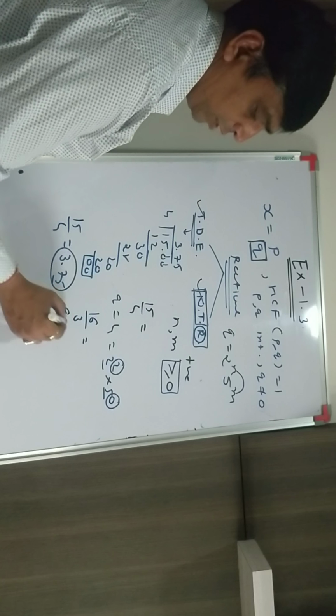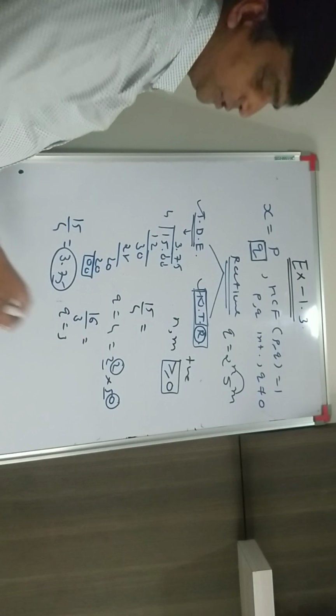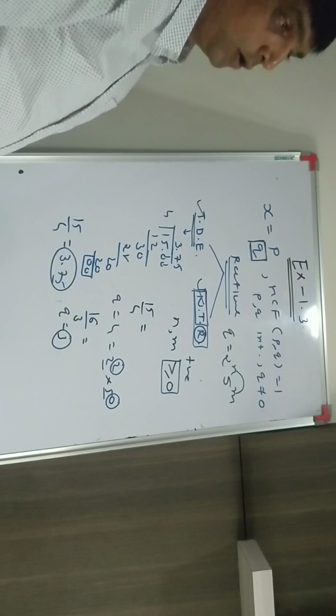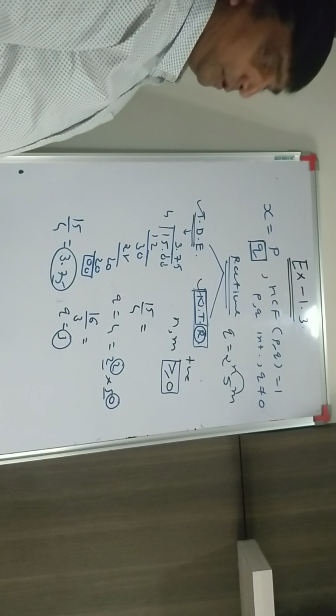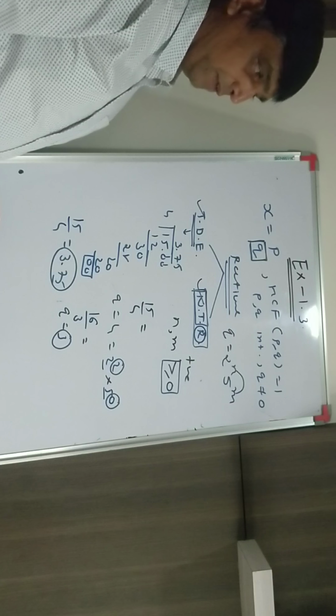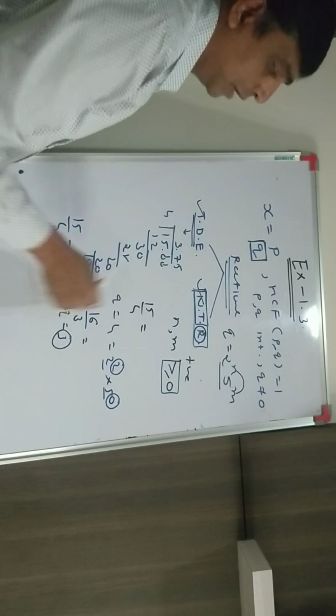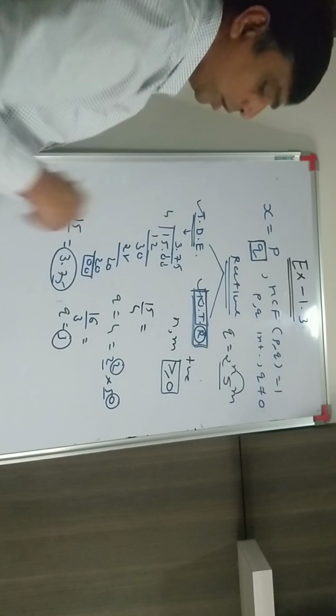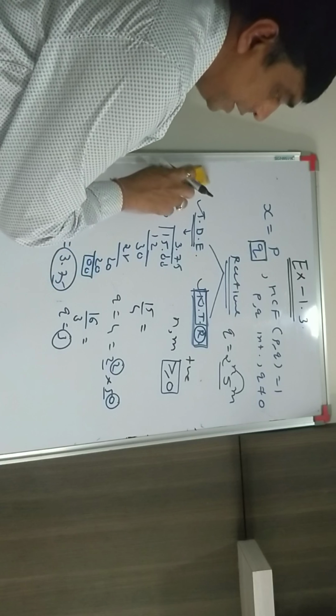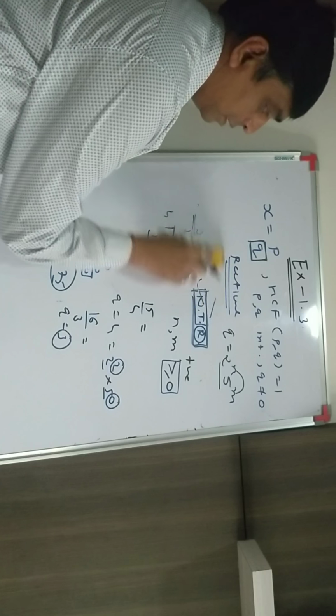What happened? Q equals 3, which is not in the form of 2 and 5. The prime factorization of 3 cannot be in the form of 2 and 5, and therefore it is a non-terminating recurring decimal.